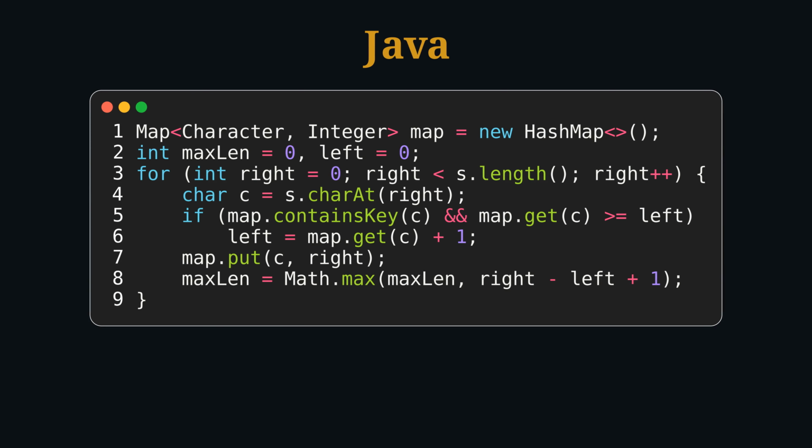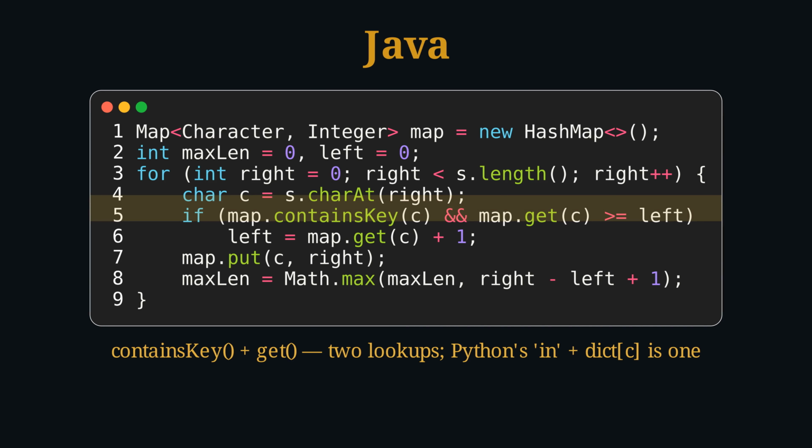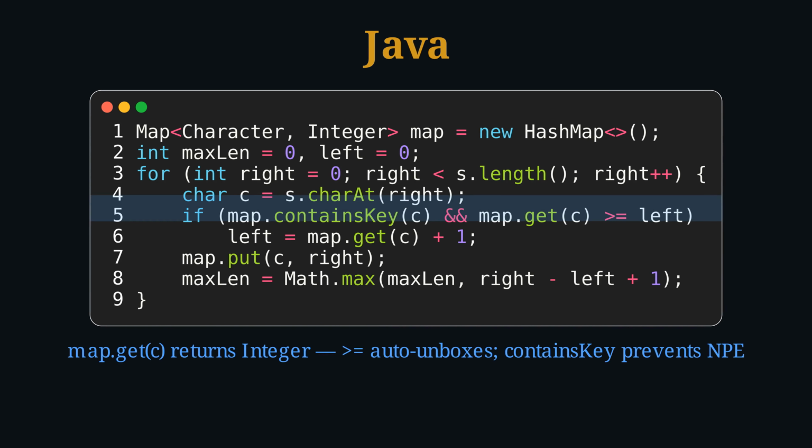Java's HashMap gives us the same O(1) operations. The main syntactic difference: containsKey for existence, then a separate get for the value. In Python, that is a single in check followed by dict access. Java splits it into 2 calls. One thing worth knowing: map.get(c) returns an Integer object, not a primitive int. The greater than or equal comparison auto-unboxes it. That works fine here, but the containsKey guard is what prevents a null pointer exception if the key is missing.